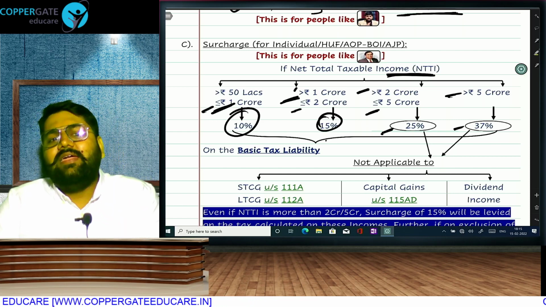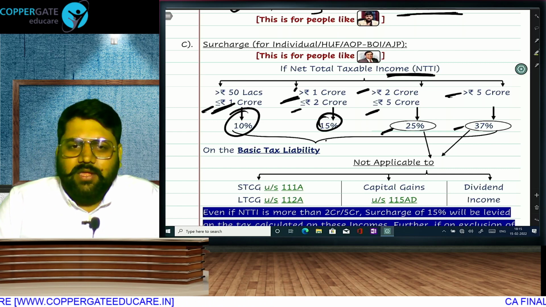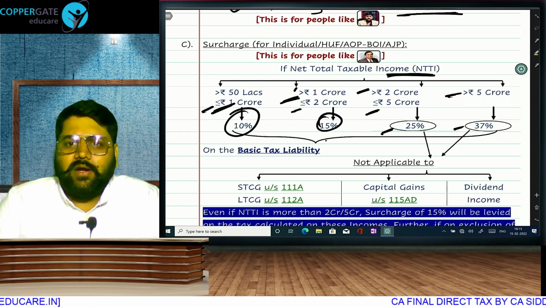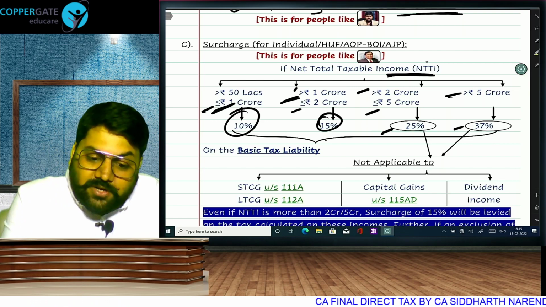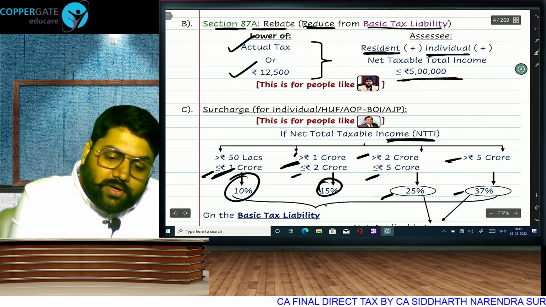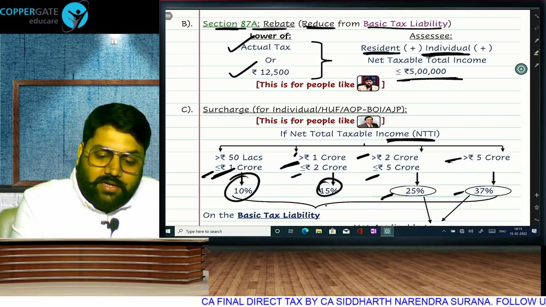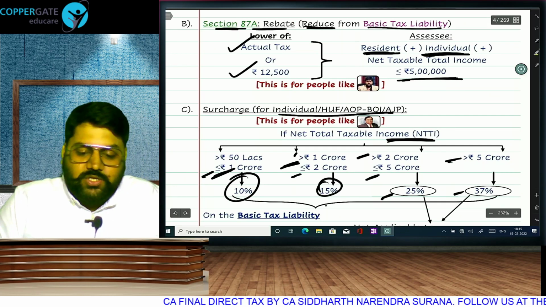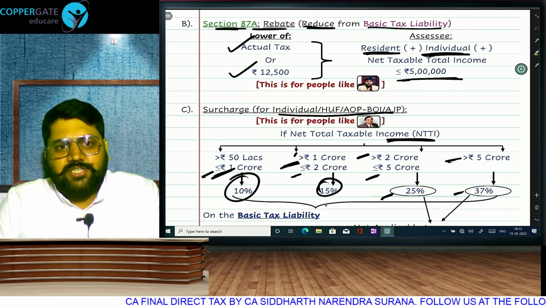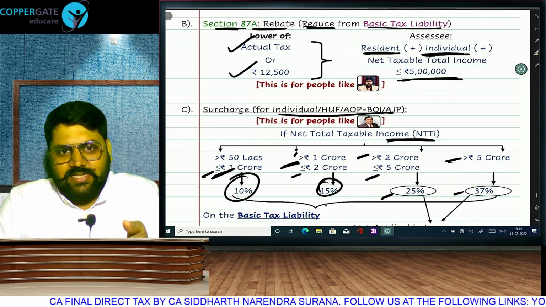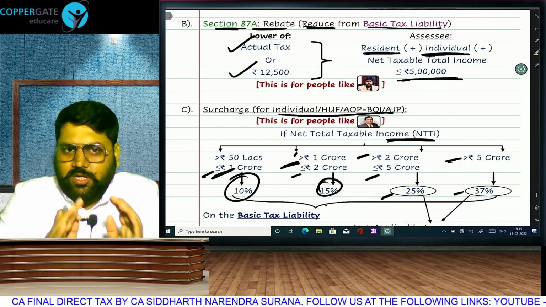Only one rate will apply, that depends on your total income. If your total income is more than 50 lakh, 10%, more than 1 crore, 15%, more than 2 crore, 25%, and more than 5 crore, 37%. These are the rates of surcharge, and observe carefully, rebate is given only for a resident individual. But surcharge will come for individual, HUF, AOP, BOI, AJP, everyone. Same surcharge. Company and firm also have surcharge, but that we will discuss later. These are the rates for individual and HUF, so we are only talking about them.